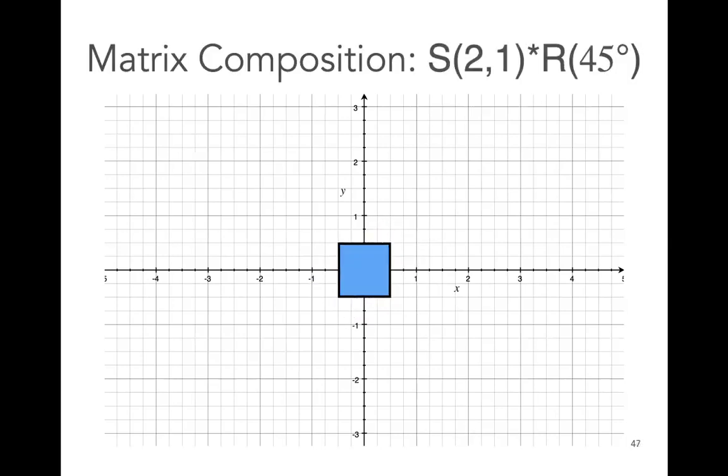Okay, and here is the flip. So here is a rotation of 45 degrees first, followed by a scale of 2 in x and 1 in y. And here's the shear transformation. The situation where the matrices don't commute is when the scale is non-uniform. If the scale were uniform, it would commute.